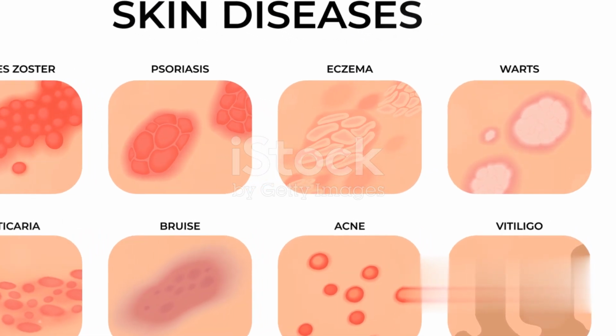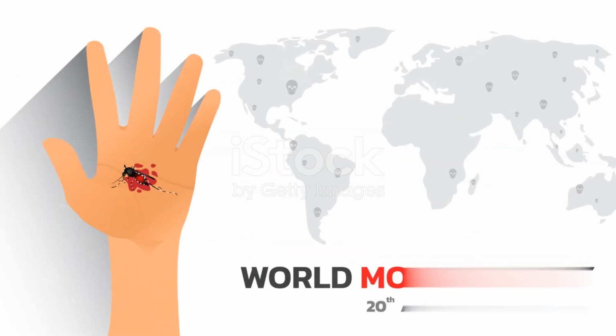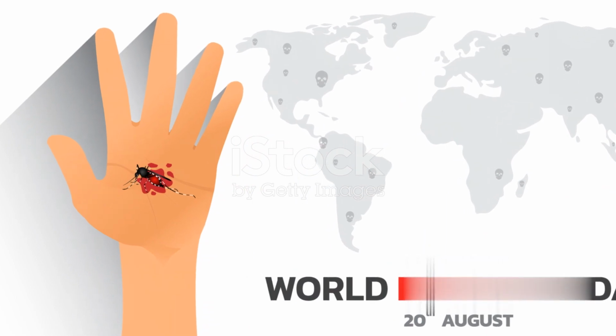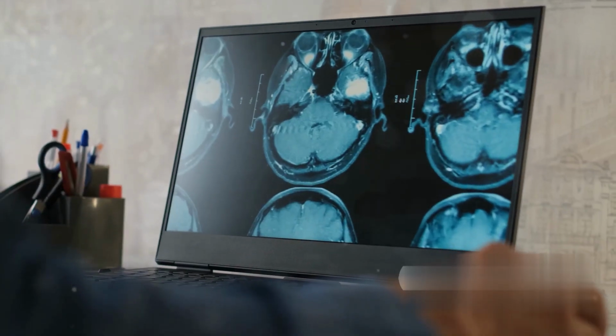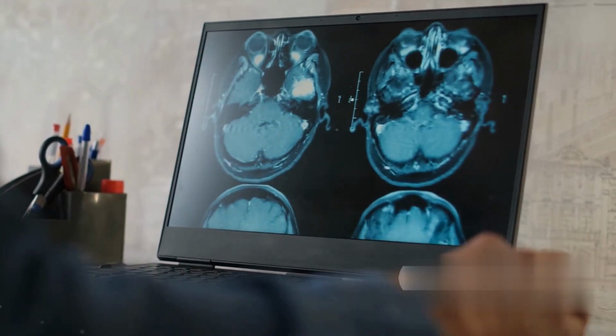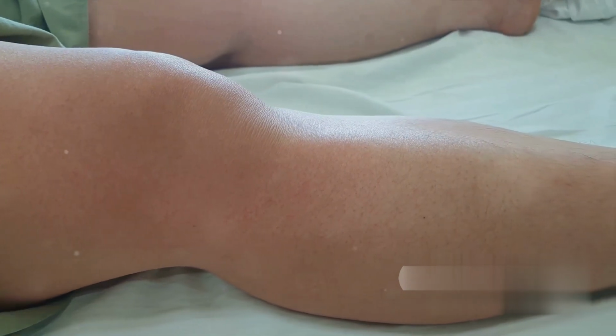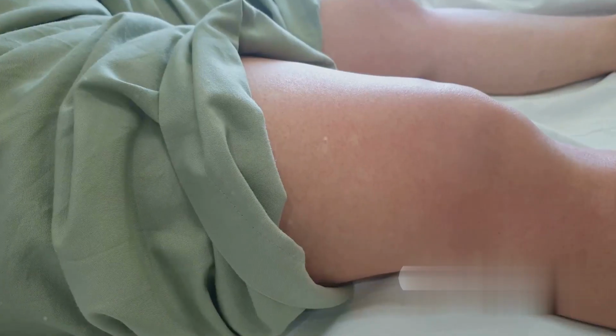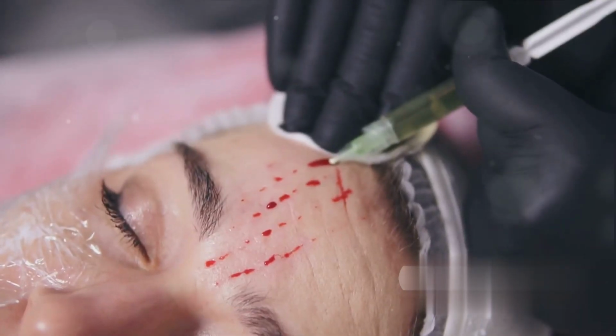However, it's not just the tropical climates that host this disease. There have been cases reported in Southern Europe as well. Leishmaniasis is caused by a parasite which is transmitted via the bite of infected sandflies. There are various forms of the disease ranging from cutaneous leishmaniasis, which affects the skin, to visceral leishmaniasis, the most severe form, which affects vital organs.